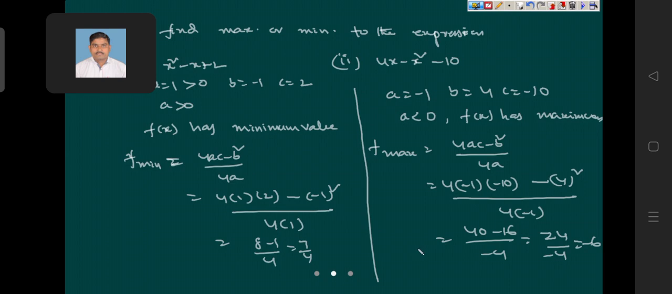So in this way, we can find the maximum or minimum of the quadratic expression by using this formula.